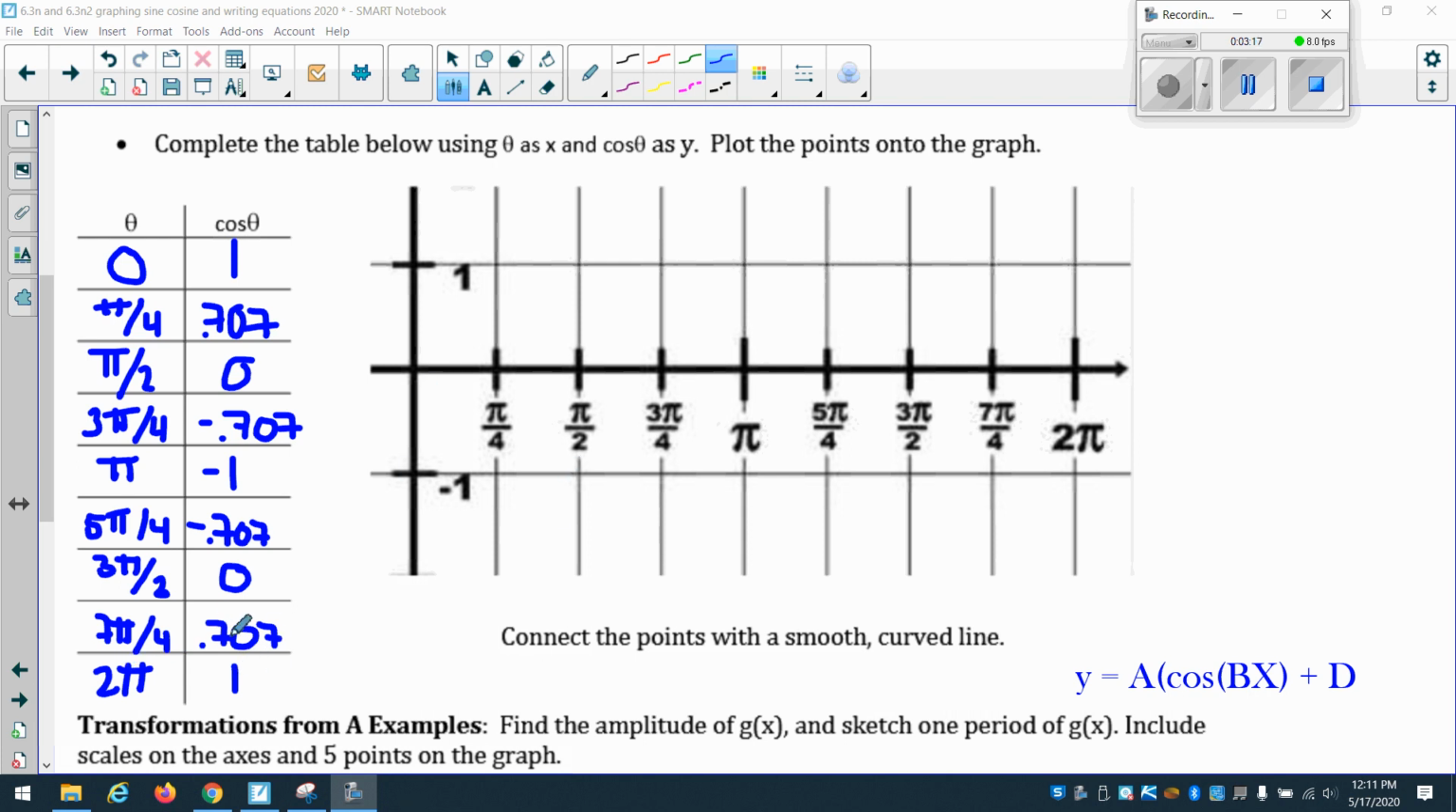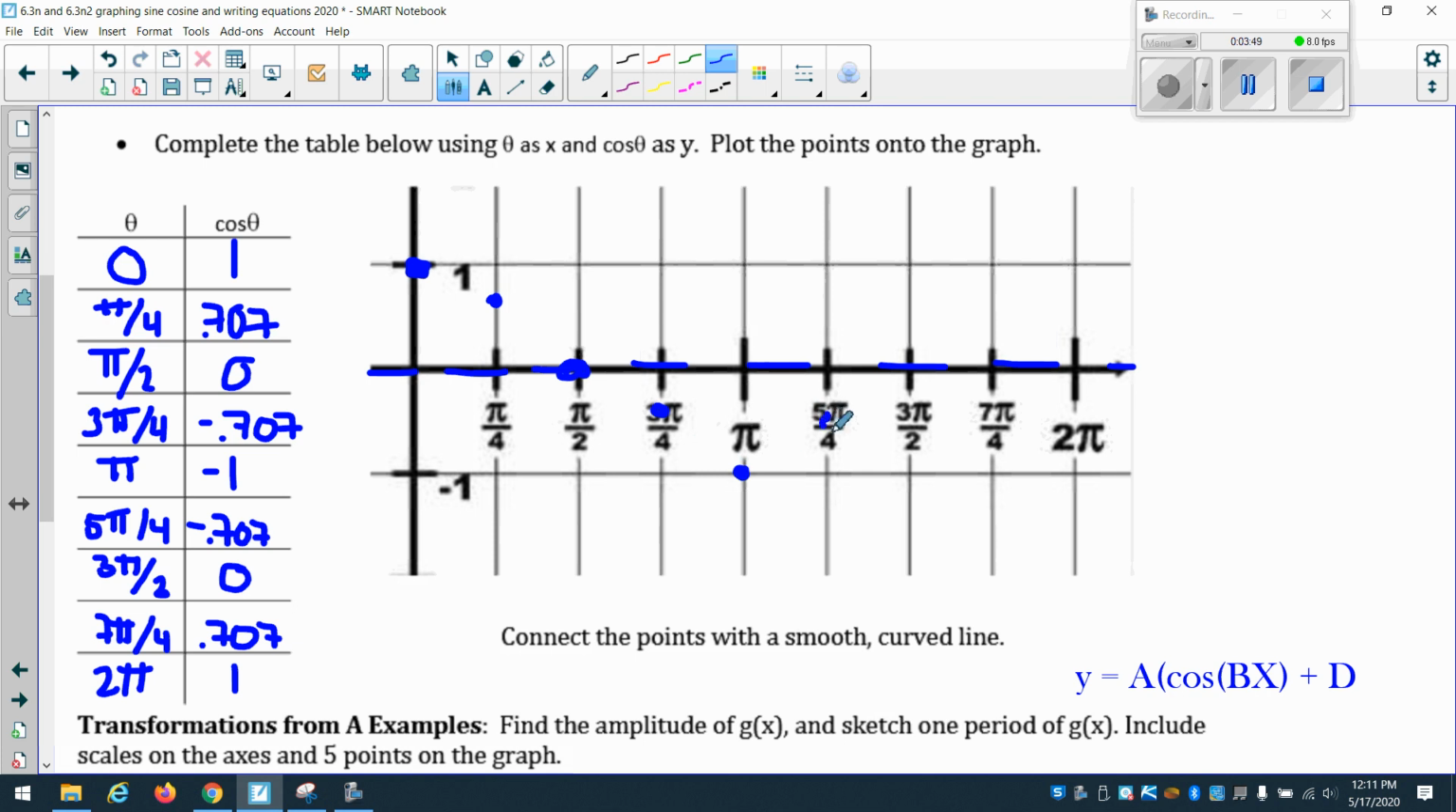So this is different than the sine graph, where the sine graph started at the middle. The midline is still the same, it's the middle of your graph. But for cosine, we're starting at the highest point, which is 1. Then pi over 4, we're at 0.707. Pi over 2, we're at 0. 3 pi over 4, at negative 0.707. At pi, we're at the minimum of negative 1.